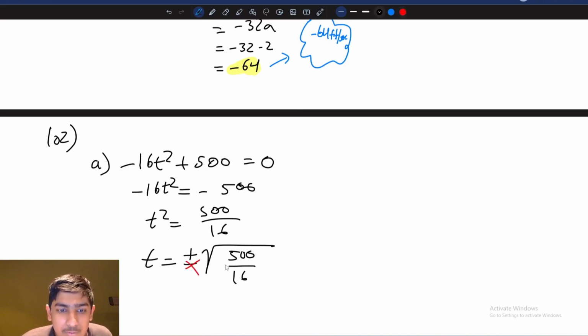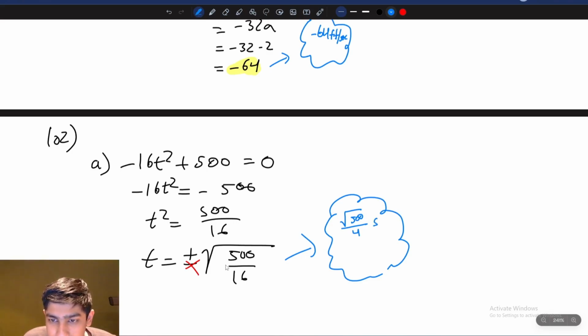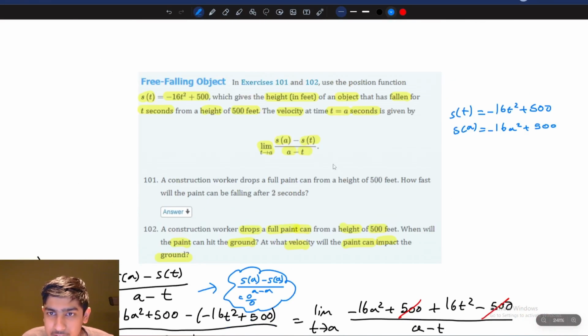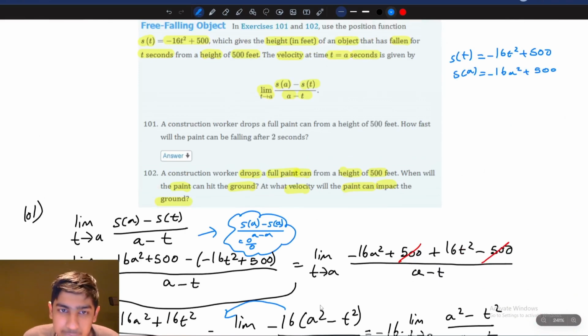So the time would be, I'm going to write a thought bubble here. Again, I'm not simplifying this here. We could do square root of 500 over 4. I'm not going to do any more radical simplification here. Seconds, this is our unit of time. So we got t equals square root of 500 over 4 seconds.